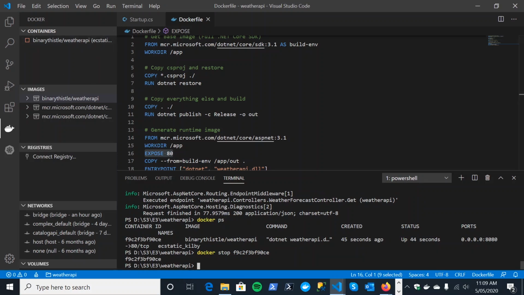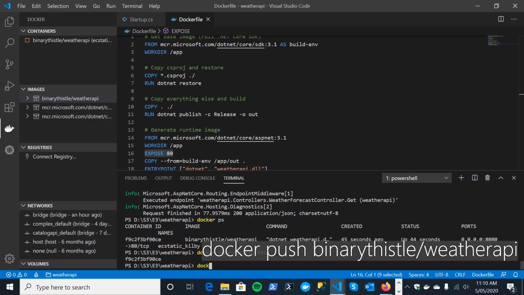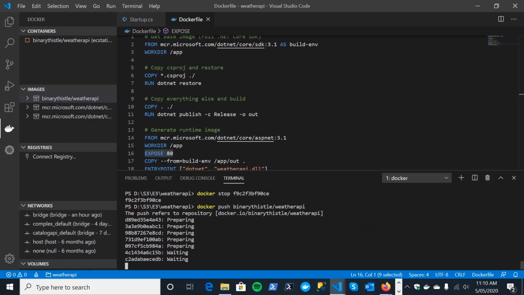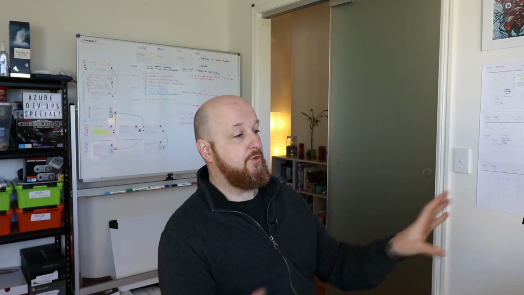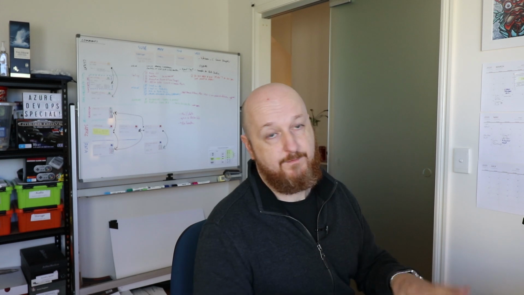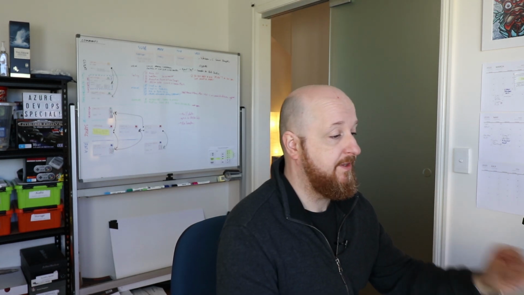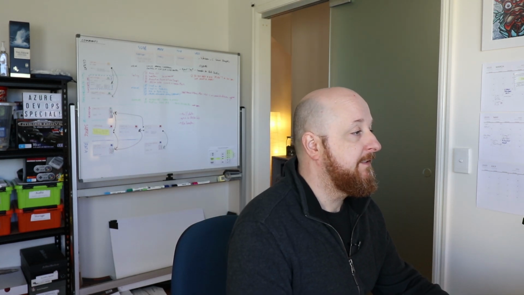And then the last thing we want to do is publish it up to Docker Hub, because we will be making use of it in a second. Docker push, and then binary thistle weather API. And that will then push our image up to Docker Hub. And we will make use of that in a minute when we come on to using Terraform at our command line. We will need that in our repository.